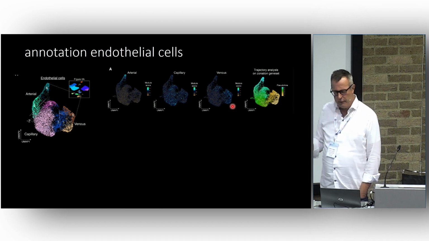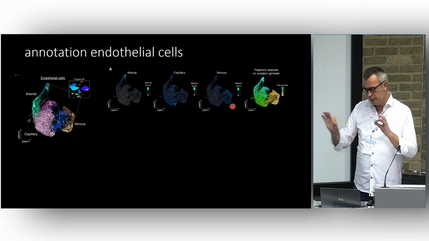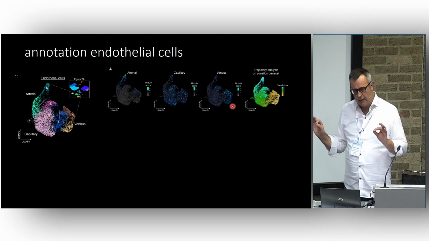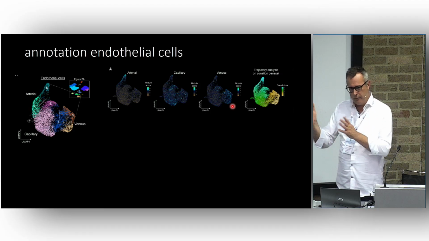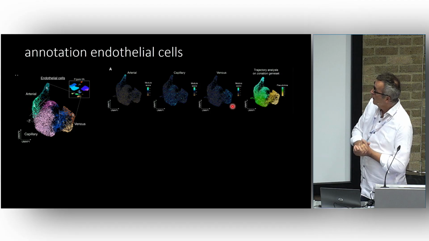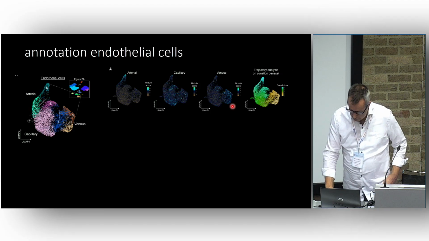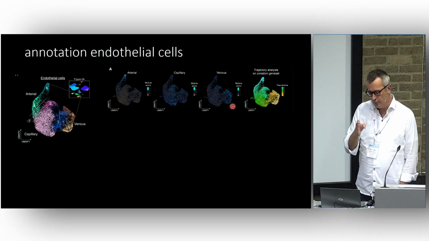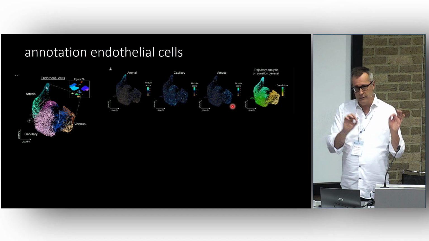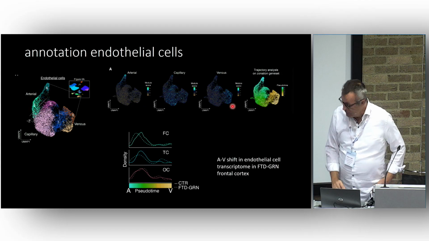And then you can calculate a trajectory. So basically what you do is you order your nuclei along a fictive timeline, and that timeline follows the arterial, capillary, venous structure of the neurovasculature. And then what we did is we calculated the number of nuclei along this trajectory in cases versus controls. And that's what you see.